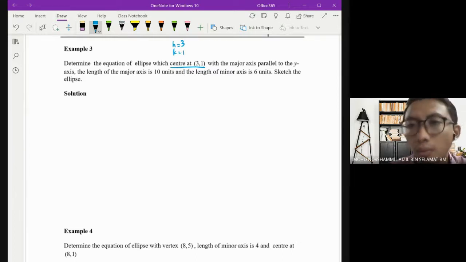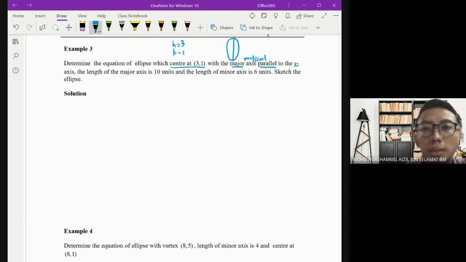Okay. With the major axis parallel to y-axis. Major axis parallel to y-axis. Major dia maksudnya secara vertikal. So bila dia cakap major parallel, parallel ni apa, selari to y-axis. Maksudnya major is vertical. So automatically it's going to be standing ellipse. Dapat tak? Dekat sini kita dah tahu dah shape dia standing ellipse. Buat shape ni. Standing ellipse.